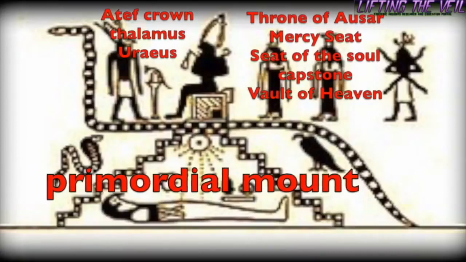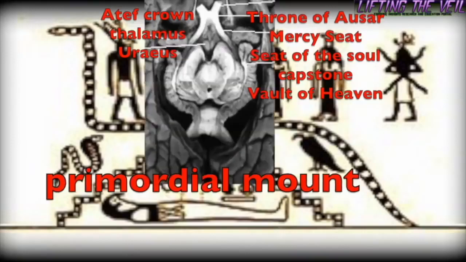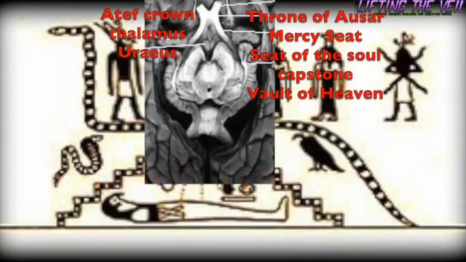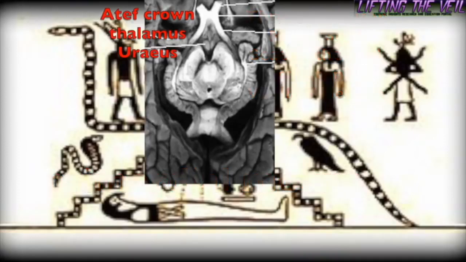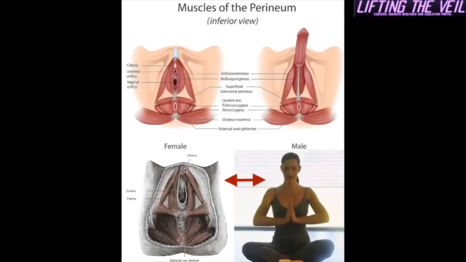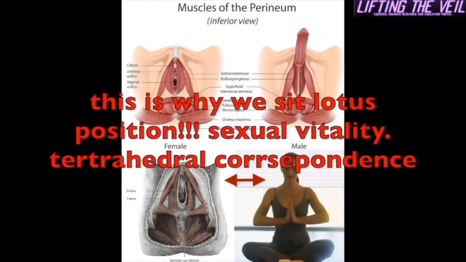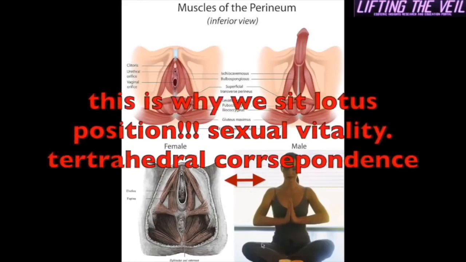The throne of heaven within your skull, within the center of your brain, the thalamic region of the brain, wearing the Atef crown. It's obvious to see the correspondence between the muscle structure of the perineum and how it directly relates to the human form. In other words, I guess you could say this is the larger fractal of what is within. As within, so without.